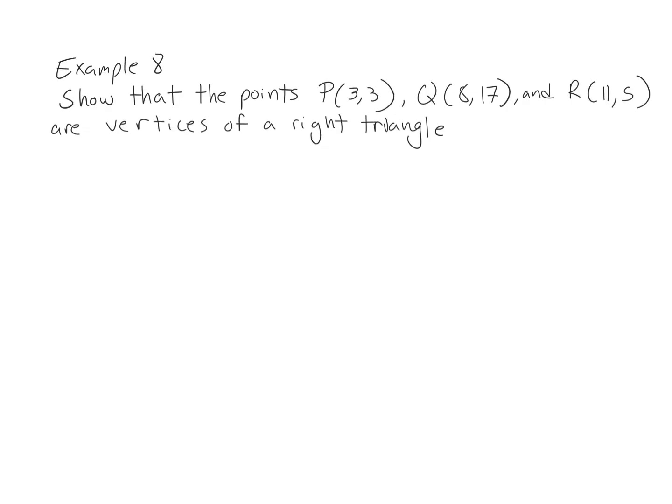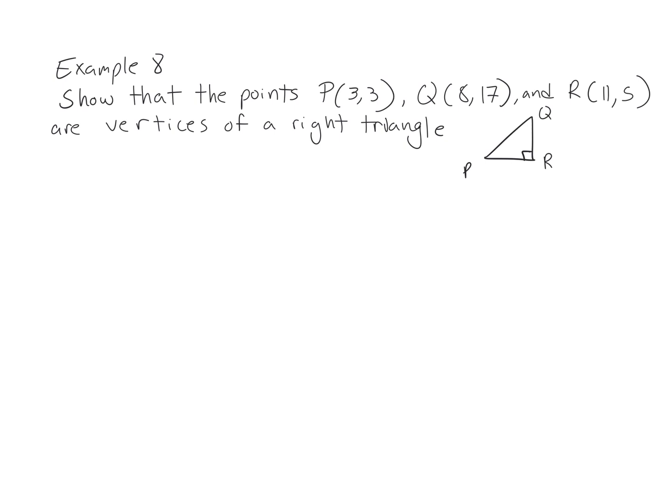So example 8 says, show that the points P, 3,3, point Q, 8,17, and R, 11,5, are vertices of a right triangle. Now remember, a right triangle has a 90-degree angle. So if we find a negative reciprocal for one of the 3 vertices, for the slopes, we should be more than fine. Now, I'm going to name this P, Q, R. So we can find the slope of the line PQ, the slope of the line QR, and the slope of the line PR.